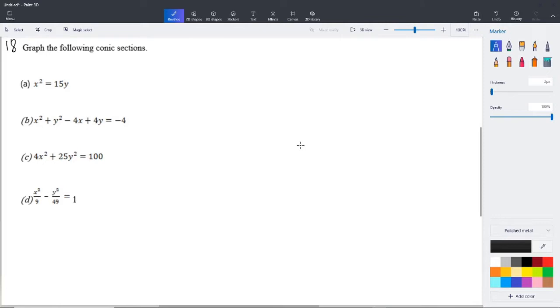If we look at the first one, x is squared and y is not. We know what this is. This is a parabola of some sort.